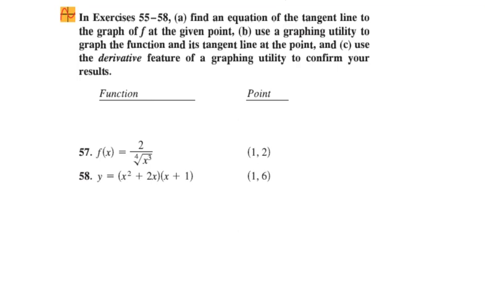In exercises 57 and 58, we want to find the equation of the line tangent to the graph at the given point. And then we can use the graphing utility to graph the function and its tangent line, and use the derivative feature of the graphing utility to confirm results. Alright, well, for the first one we could use the quotient rule, but we're not going to do that. We'll simply rewrite that.